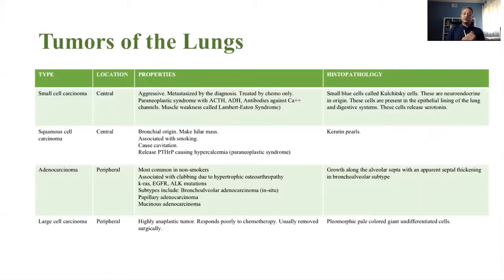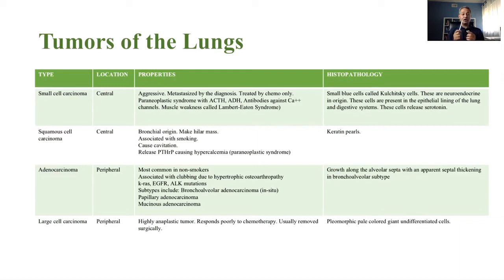Then squamous cell carcinoma is also central. It normally makes a hilar mass and normally originates from the epithelial area. This tumor can release parathyroid hormone-related peptide, a protein that stimulates the parathyroid hormone receptor. What is the function of parathyroid hormone? It takes care of the calcium and phosphate balance. The result is hypercalcemia, and that is the paraneoplastic syndrome associated with squamous cell carcinoma. The histopathological feature is the keratin pearls that you can see. These will be pink rounded pearl-like structures in the tissue.